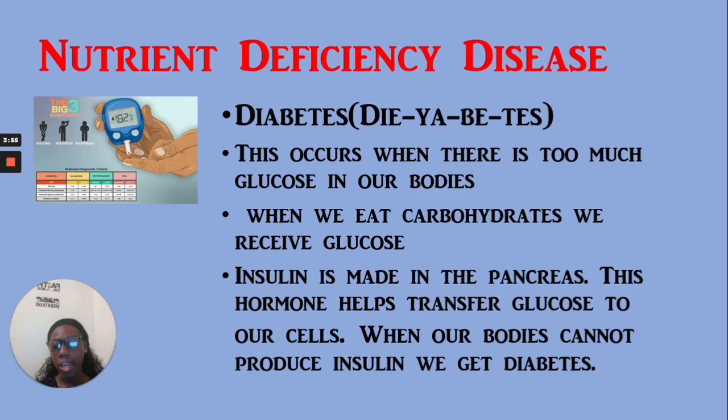All right? So why do we have so much glucose in our bodies? Insulin is a hormone that is made in the pancreas, and this helps us to take the glucose from our bodies into our cells after we finish eating, right? So when our bodies cannot produce insulin, it can't take the glucose and put it into our cells. So this leaves much more glucose than we actually need, and this causes diabetes.